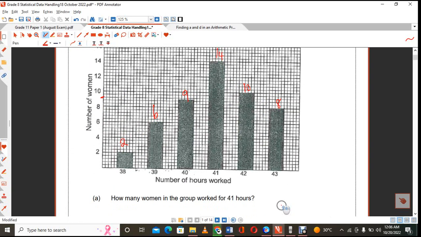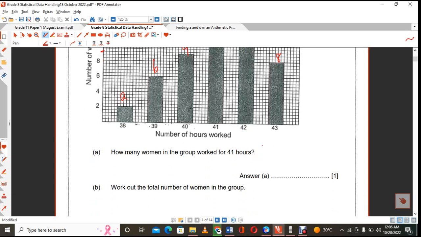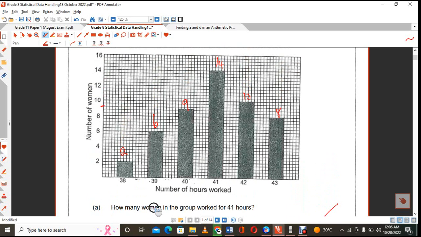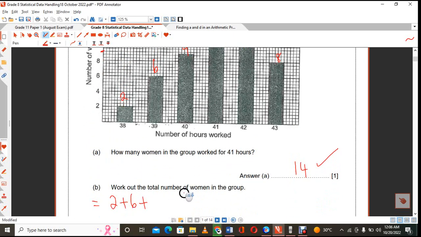The very first question says, how many women in the group work 41 hours? You see it's 14 women who work for 41 hours. So just one mark and you write 14. Work out the total number of women. The word total means you must add up everything. 2 plus 9 plus 14.